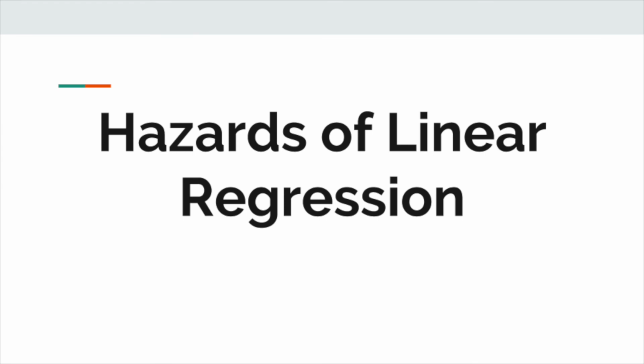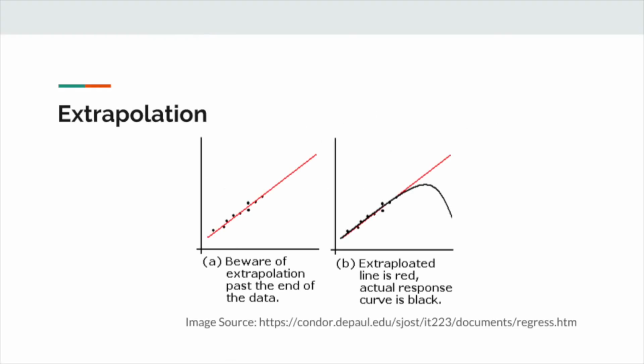The hazards of linear regression. Extrapolation is a hazard for linear regression because it is intended only for interpolation, or in other words, to model the range inside the measured parameters of the predictor. Thus, inaccurate models may result outside of the measured parameters.